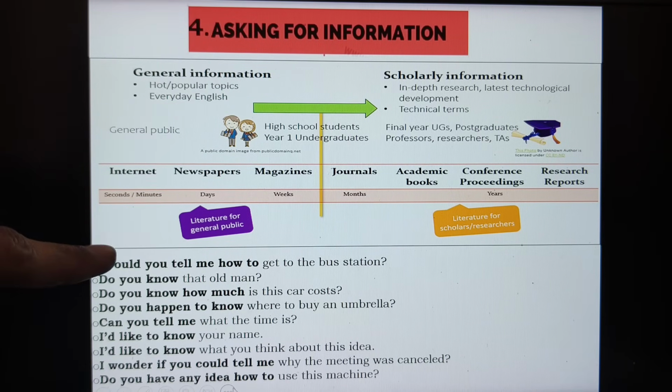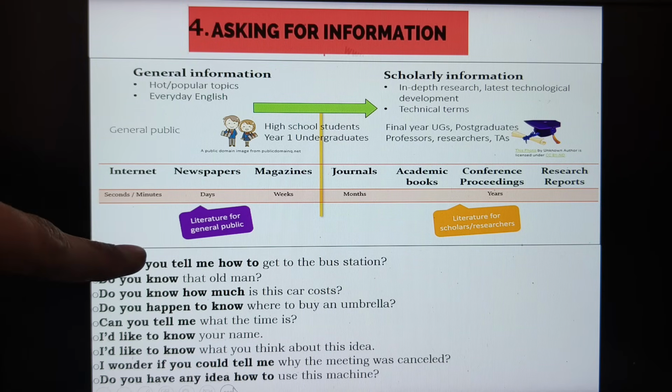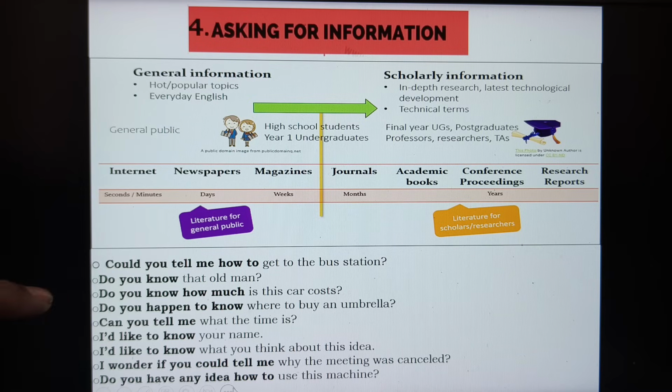ఇక్కడ చూసినట్లయితే there are different ways of asking, using could, do, can, would and many other words in order to ask for the information. And if you just look at some of the examples here, could you tell me how to get to the bus station? Do you know that old man? Do you know how much this car costs? Do you happen to know where to buy an umbrella? If you just look at these examples, you understand how to ask for the information.